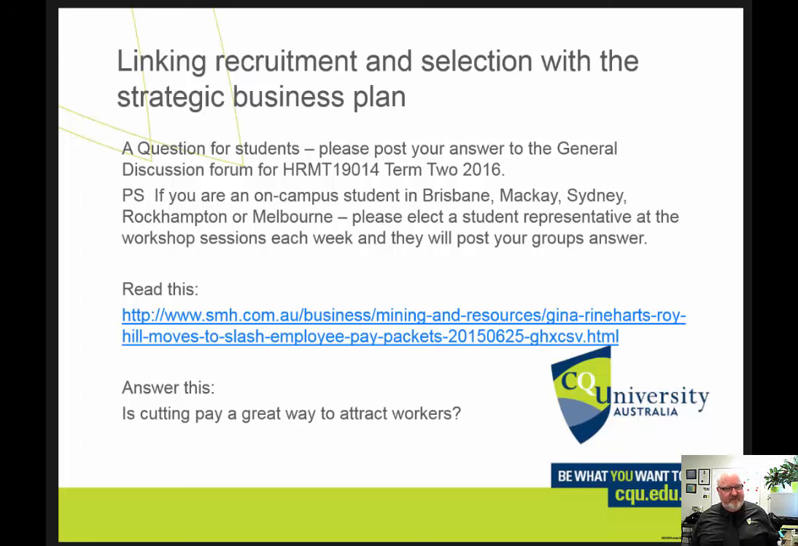Next, we have an activity for you to complete, and for students who are not aligned with a campus, I encourage you to do this activity just along with every other student and post your findings on the discussion forum. So there's an article there. If you can't use that link on the slide, the article is repeated in the Moodle week. And you'll see there that I ask a question about Gina Reinhardt and her strategic business plan and her strategic business objective at the moment, which is to cut pay for the Roy Hill workers. So I'd like your comments on what you think as a strategic choice and how that would have been arrived at, and whether that is a sound strategic option for the business that Gina Reinhardt is in.